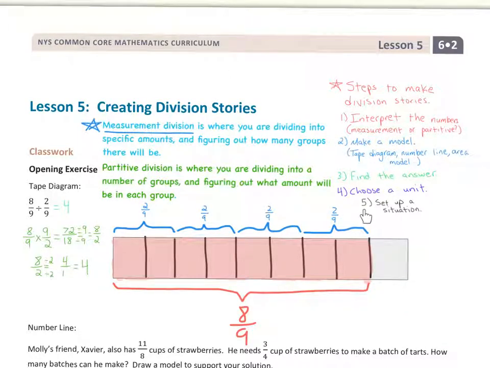Which leads you to your final step, step 5, to set up a situation. So what could this be? I'm a fan of candy bars. I'm a fan of anything that can be broken up into pieces, pies, lasagna, food. I just like food. So let's say this is a candy bar that is made up of 9 pieces, and I already ate 1 of them, so I still have 8/9, and that's where I'm going to get my 8/9. I have 8/9 of a candy bar, and I want to break them into 2/9 size pieces, and I want to know how many sets of 2/9 I will have. Or let's say I want to share it with some friends, and each friend is going to get 2/9. How many friends can I share with?